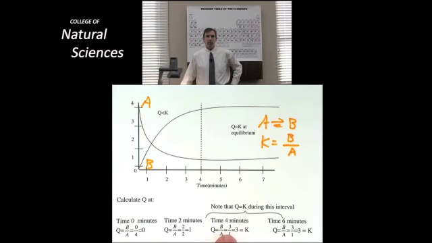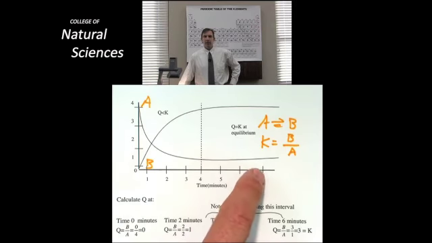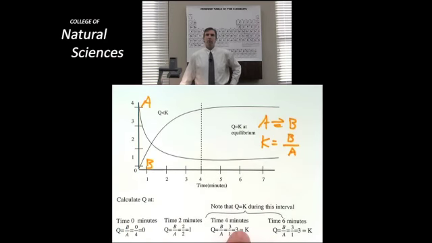And then at time 4 minutes right here, you'll see that I get to the point where B is equal to 3 and A is equal to 1. And it stays that way at 4, 5, 6, and so on after that. I have this quotient in which Q is equal to 3 is equal to K.